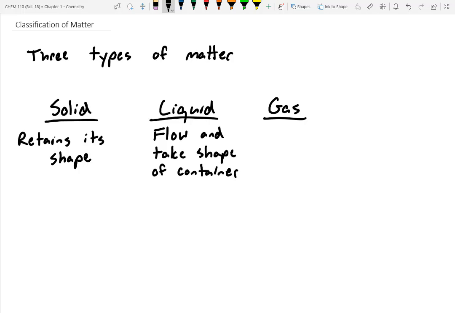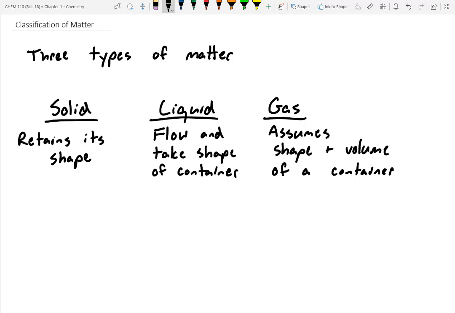Gases, on the other hand, will assume the shape and volume of a container. Oops, that should be an E. So those are the three main classifications. With gas, if you have gas in a room, it'll expand and eventually disperse itself throughout the entire room. It normally doesn't settle into one specific location in the room.